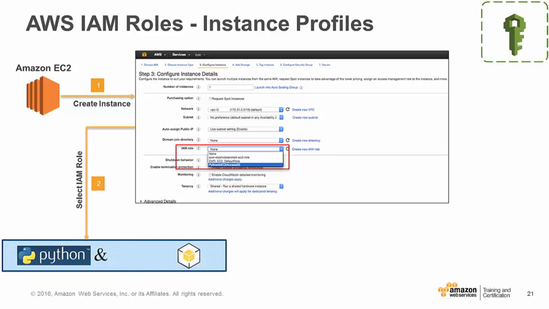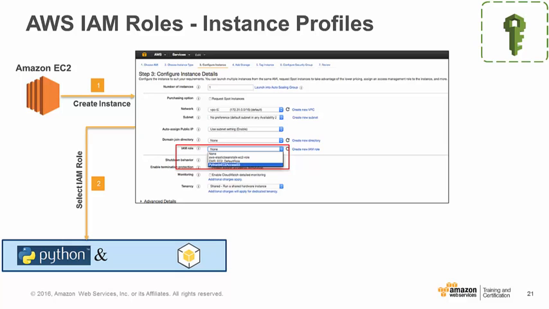Note, an IAM role may be associated with an EC2 instance only during creation. The policy associated with the role can be modified at any time. A user launching the EC2 instance also needs appropriate permissions to associate an IAM role to the EC2 instance.